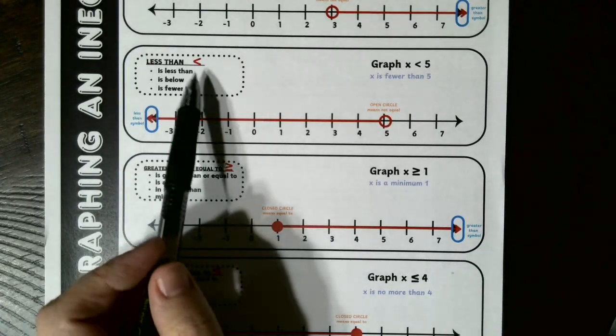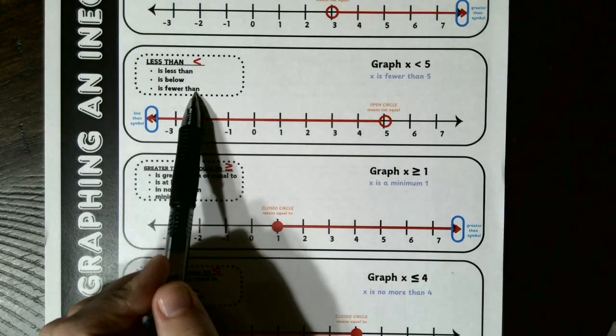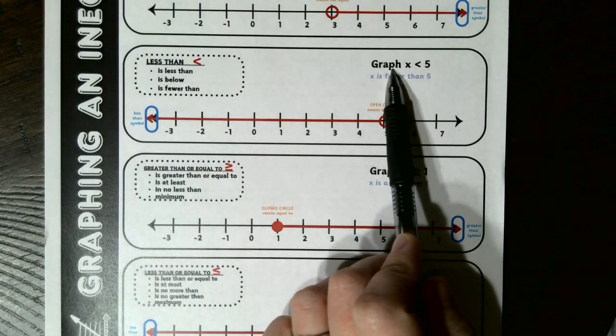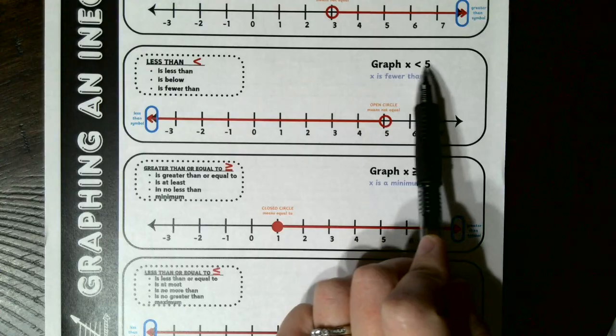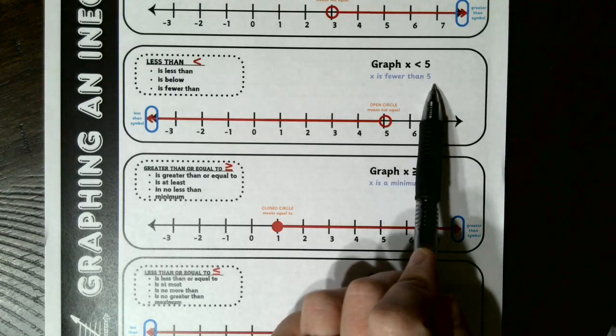Okay, so let's look at the next one. Less than. This is what it looks like. It also could mean is less than, is below, is fewer than. So my problem tells me to graph x is less than 5, which is telling me x is fewer than 5.